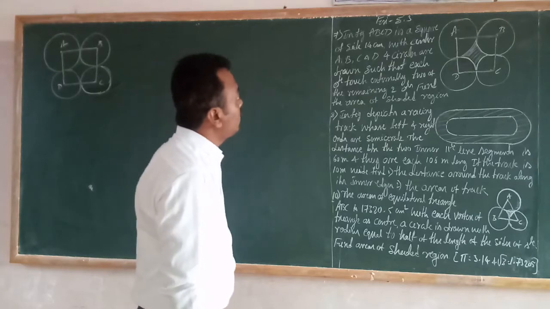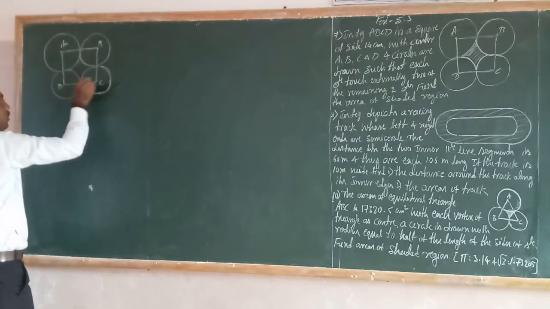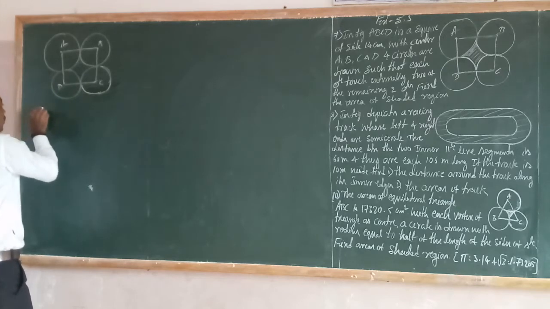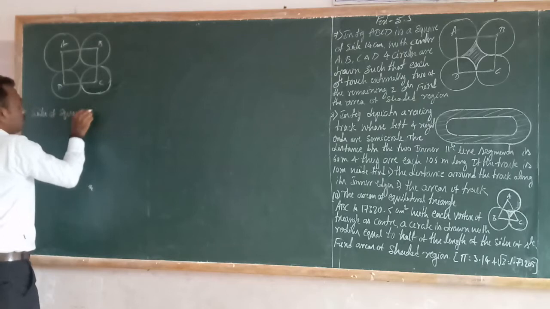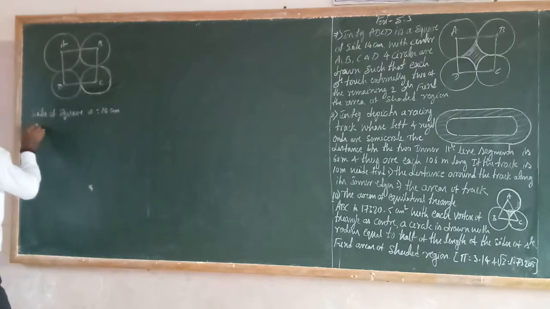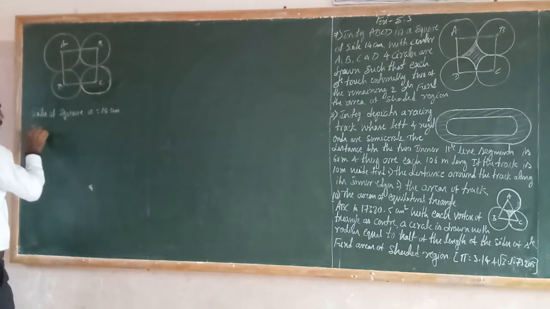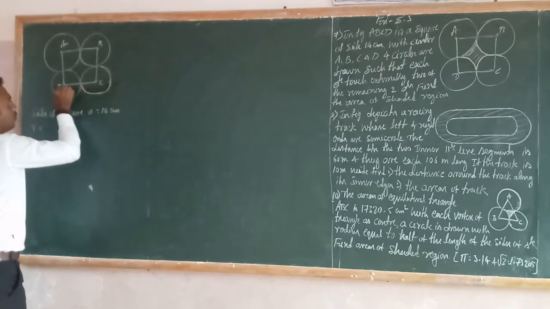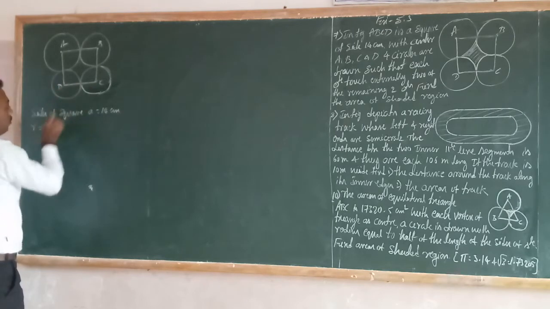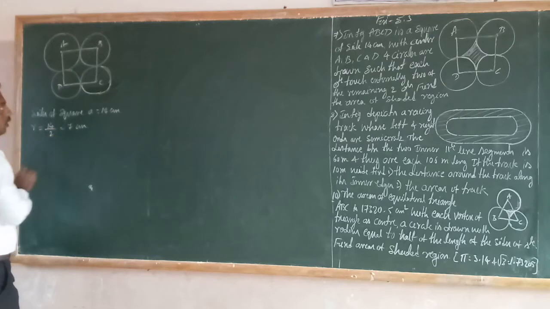So what is the side of the square? It is equal to 14 cm. The side of the square, that is A, is equal to 14 cm. So what is the radius of the circles? The radius is equal to 14 divided by 2, so 14 by 2 becomes 7 cm. This is the radius of the circle.